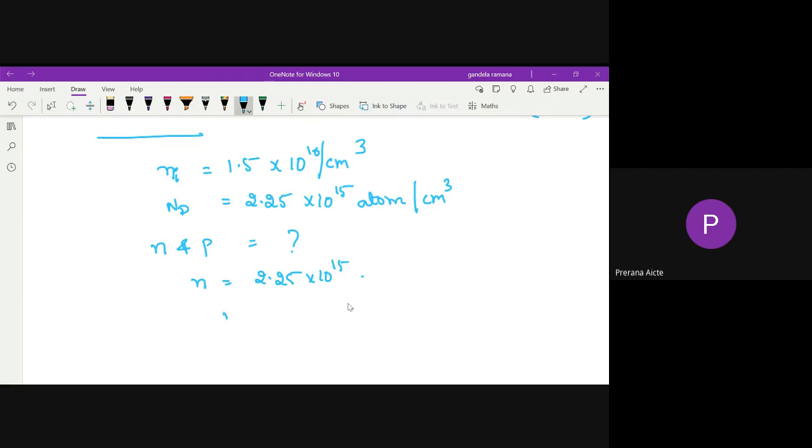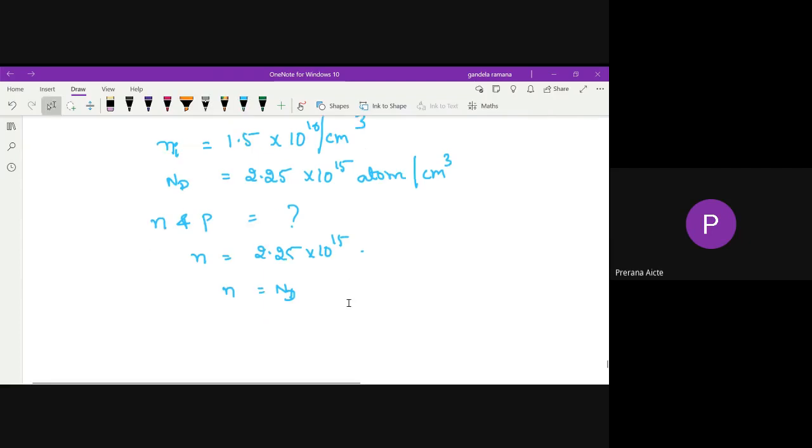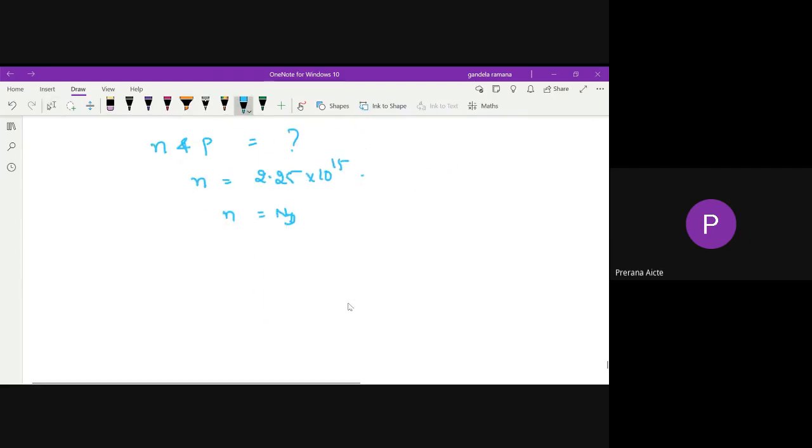So here N is equal to Nd, the number of charge carriers. We want to find out P. N is equal to Nd, and we know Nd. So P is equal to Ni square by N. Substitute the Ni value. What is the Ni value?